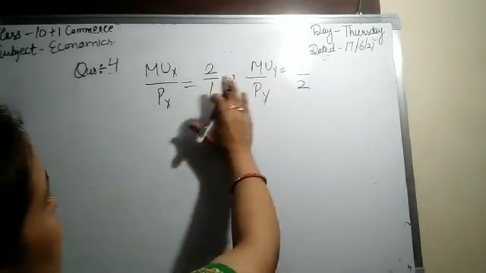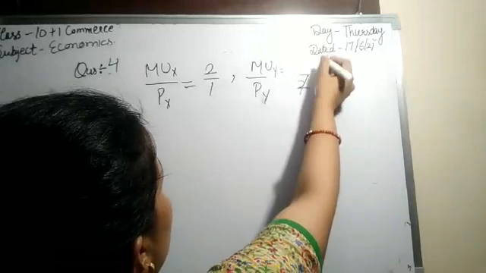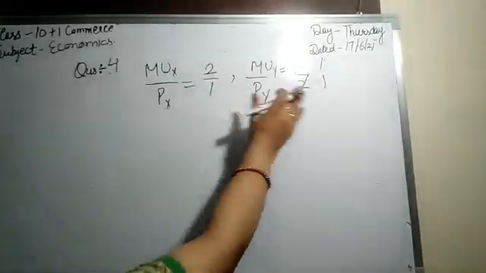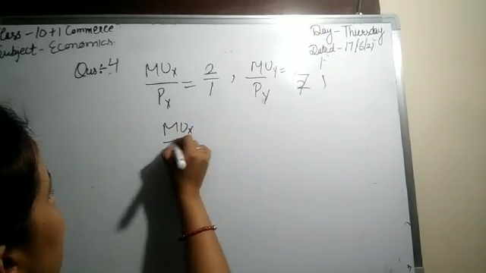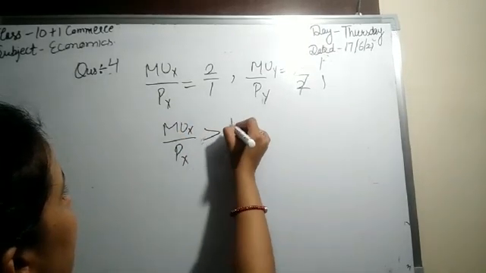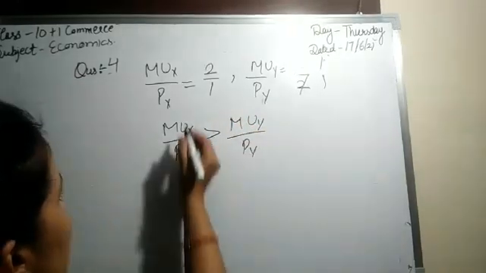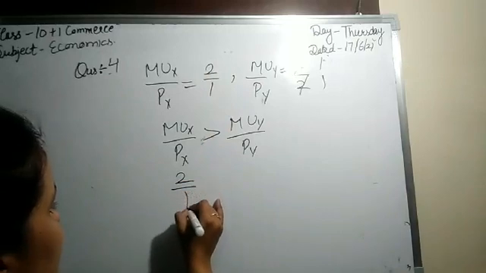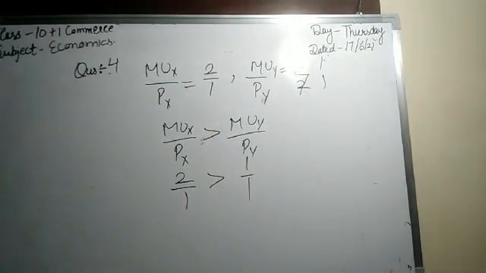In this situation, when we cancel it out, this is 1 and 1. So we can conclude that the marginal utility of X commodity by its price is greater than the marginal utility of Y commodity by its price, because the marginal utility of X is this and Y is this. So this is greater.